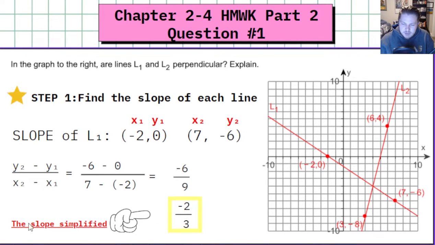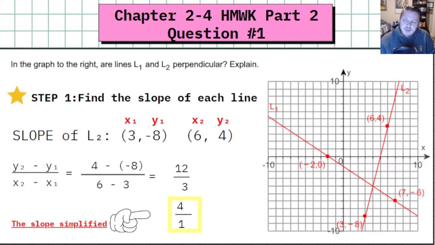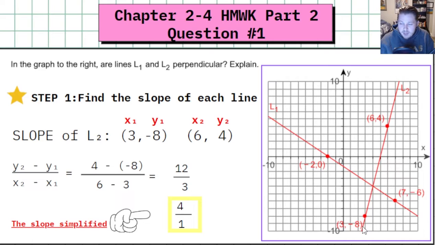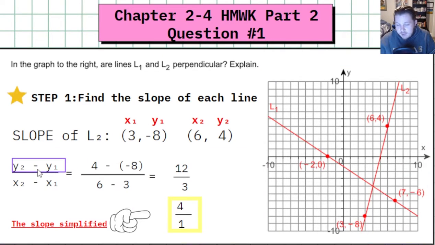So my slope simplified here is -2 over 3. Now I can go to the next one. I need to find the slope of also the next line. My next line has points at 3, comma -8 and 6, comma 4. So all I have to do is plug it into the slope formula.